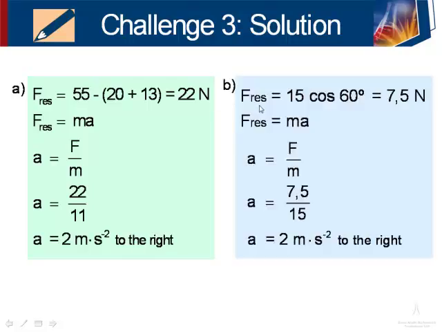Calculation B. We know this one is the applied force at an angle of 60 degrees to the horizontal. We need to calculate the horizontal component, and therefore we say F, which is 15 newtons, cos 60 degrees, and we calculate the F resultant as 7,5 newtons. Now we use F res equals ma and solve for acceleration, which equals force divided by mass. It's 7,5 newtons divided by the mass, which was given as 15 kilograms, and we get the acceleration to be 0,5 meters per second squared to the right.